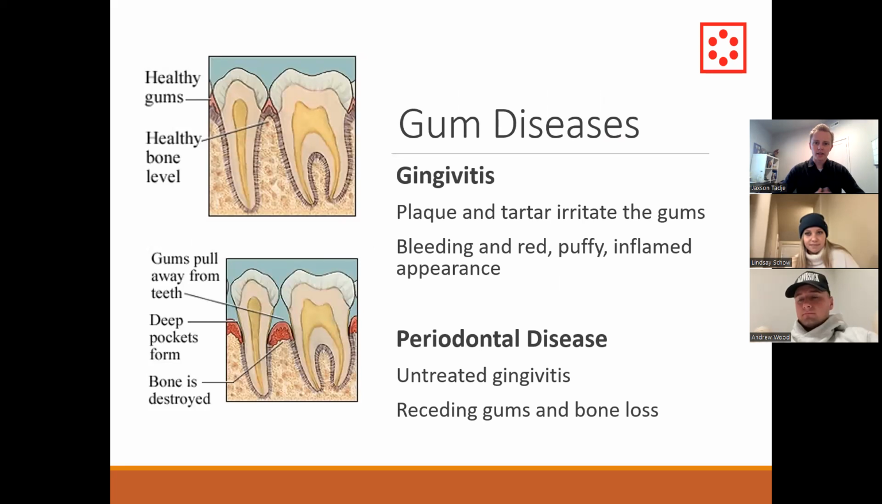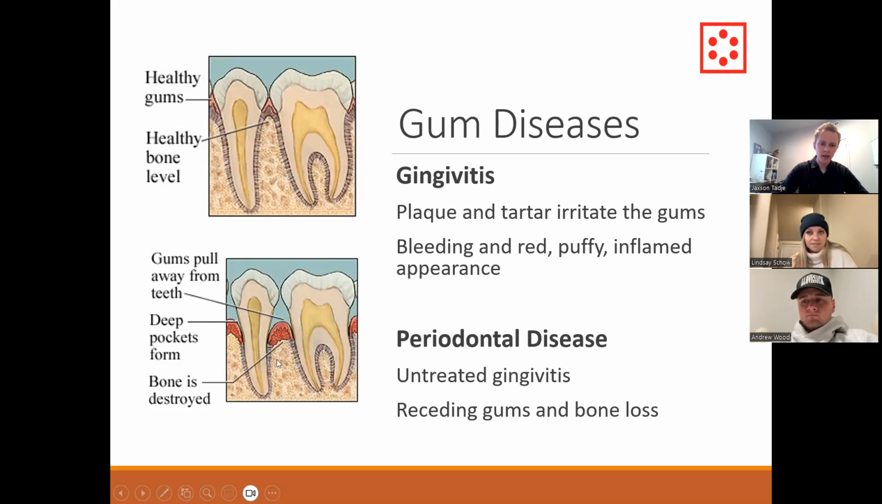And so this is the stuff that can happen if we don't get rid of that plaque and tartar. First off, gingivitis right here. That plaque and tartar will start to irritate the gums. The gums will start to appear red and puffy. They'll look inflamed. There can be some bleeding as well. And we can see the difference here between these healthy gums and the healthy bone levels, and then down here where we have this gingivitis, or even when it progresses onto periodontal disease, which is gingivitis that goes untreated. So here we can see the gums right here in the red.